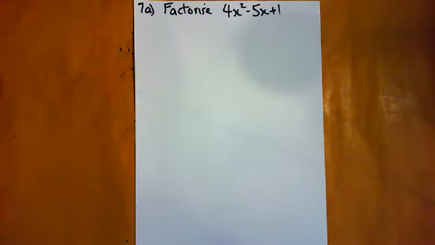Hello viewers, tutorial 1, question 7, and we have some factorising to do. So this is another expression that has that quadratic look about it. It has an x squared, an x, and a number. But we need to work out what goes inside the two brackets.